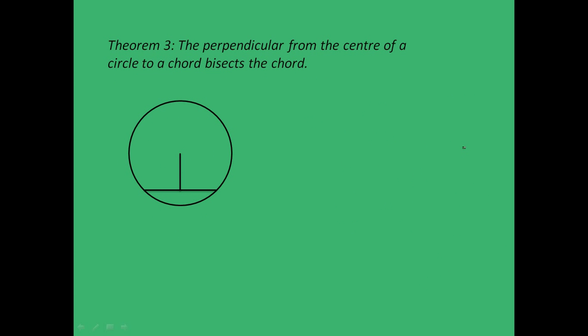Next is another theorem, which is theorem number 3, which states the perpendicular from the center of a circle to a chord bisects the chord. So if this is the center and this was given by O, and this is the perpendicular from the center, and if this was say chord AB, and say the intersection point is C, we have to prove that AC is equal to CB.